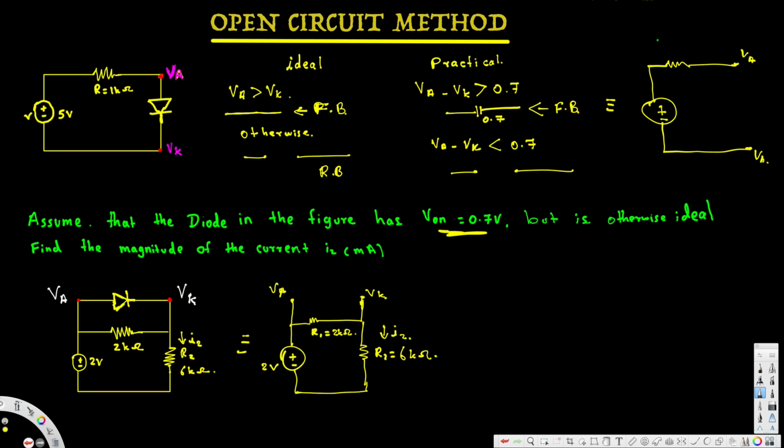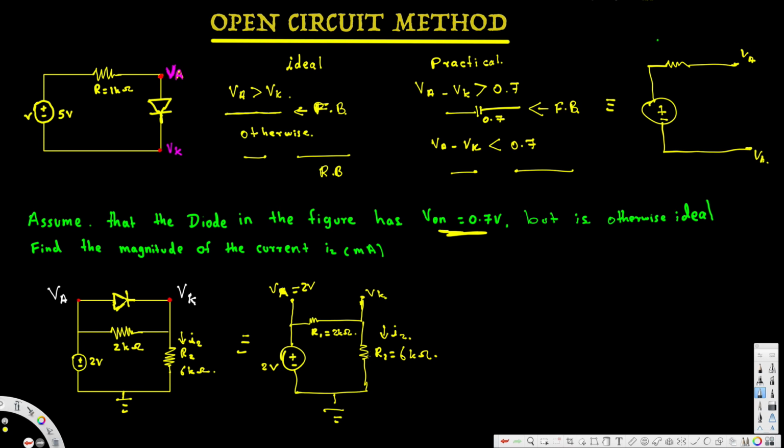Now here we have VA and VK. VA is easy to find, and this one is connected with ground, so this is 0 volts. This is 0 volts and this is 2 volts, so VA is going to be 2 minus 0, that's going to be 2 volts. So VA is equal to 2 volts. VK we don't know, right? We don't know what the voltage is. If we find the voltage across this resistor, that's going to be the voltage for VK.